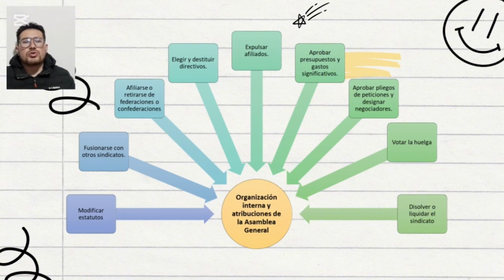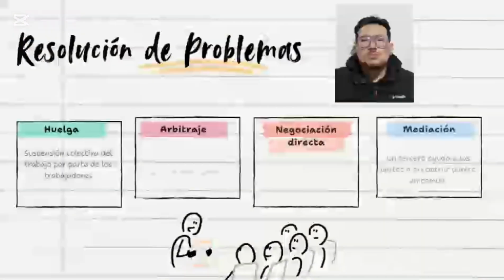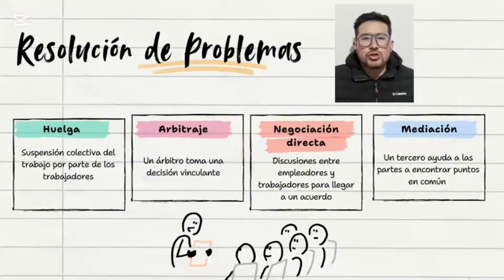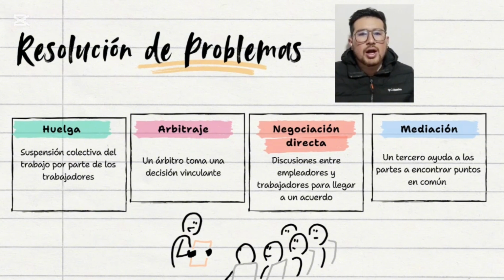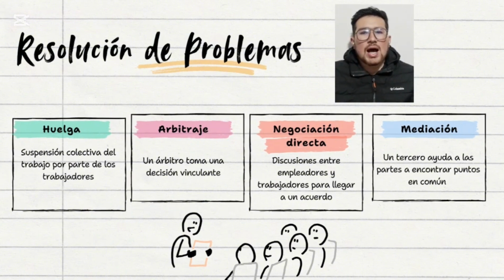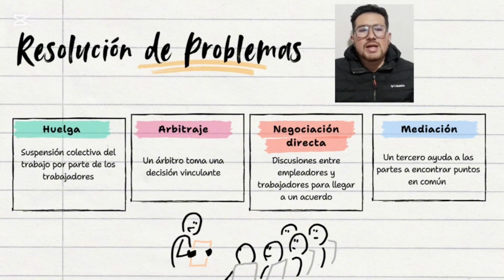Conflict resolution in Colombia. Strike is the called suspension of work by workers. Arbitration is a binding decision. Direct negotiation is discussion between employers and workers. Mediation is where a third party helps the parties find common ground.